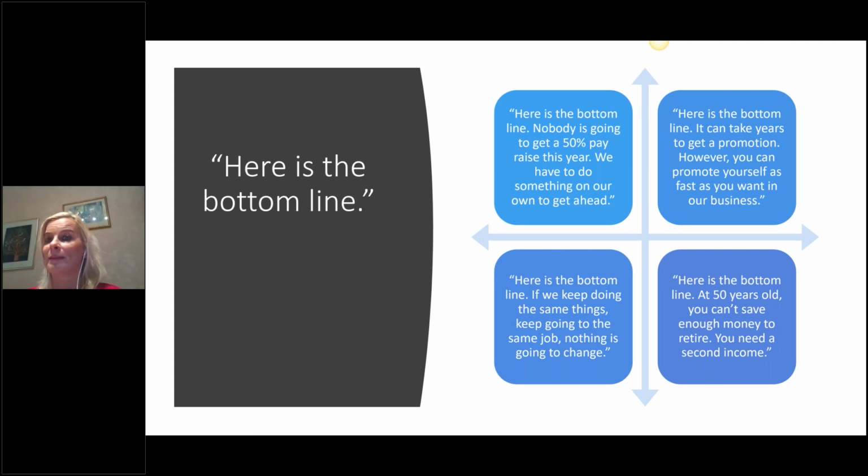And here's the bottom line. It can take years to get a promotion. However, you can promote yourself as fast as you want in our business. And here's the bottom line. If we keep doing the same things, keep going to the same job, nothing is going to change. Or here's the bottom line. At 50 years old, you can't save enough money to retire. True. You need a second income.